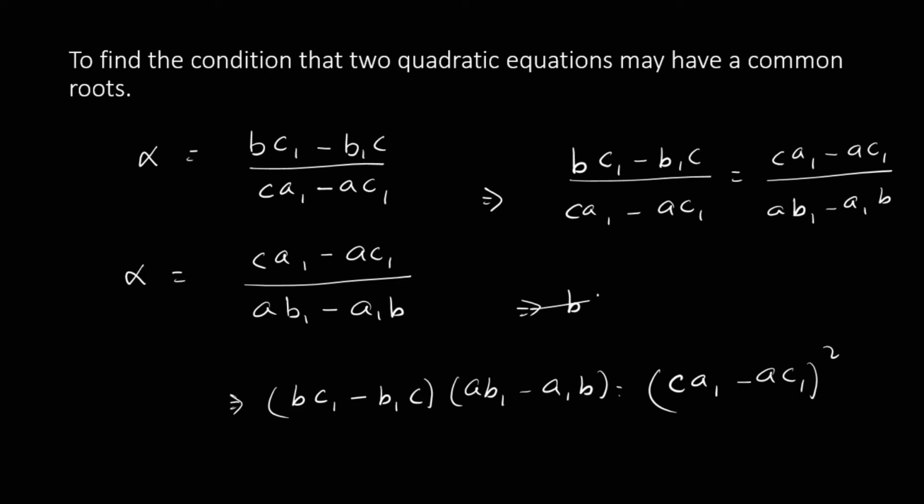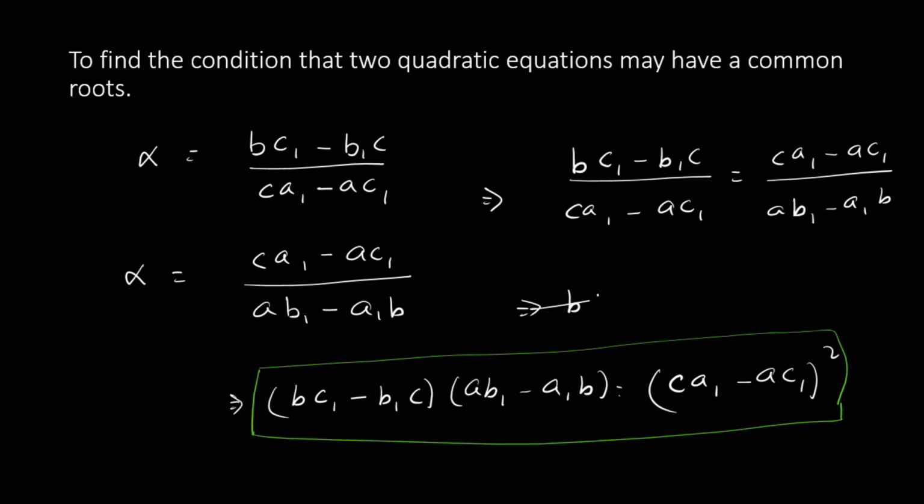So this is the condition that two quadratic equations have a common root. We enclose this in a bracket because it is a very important formula. You must learn this formula.